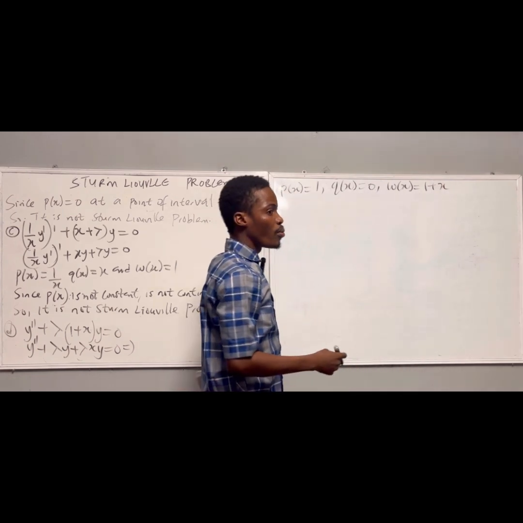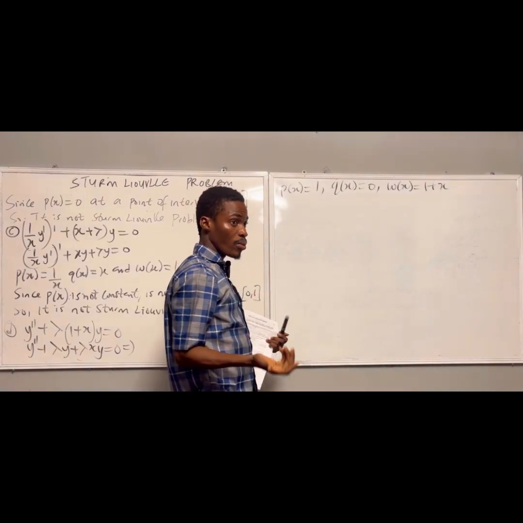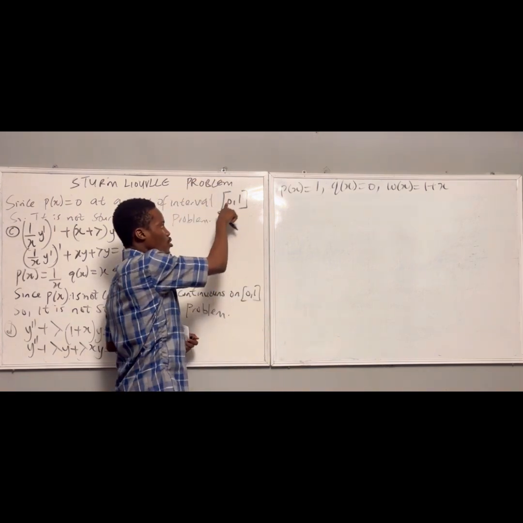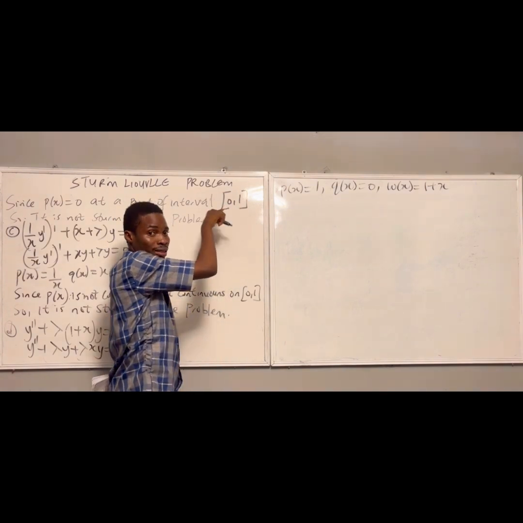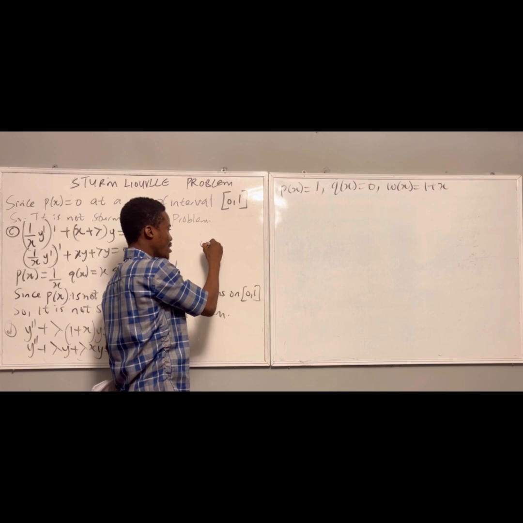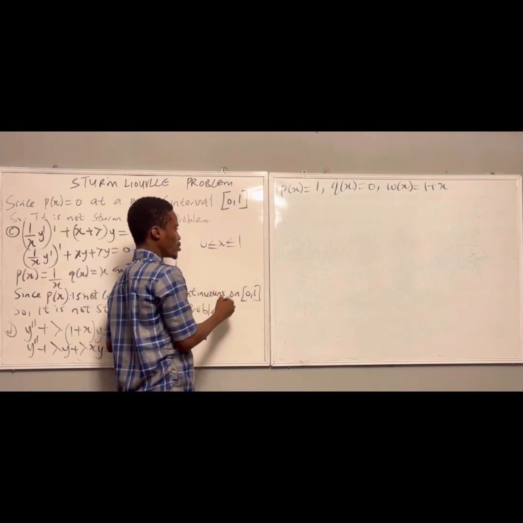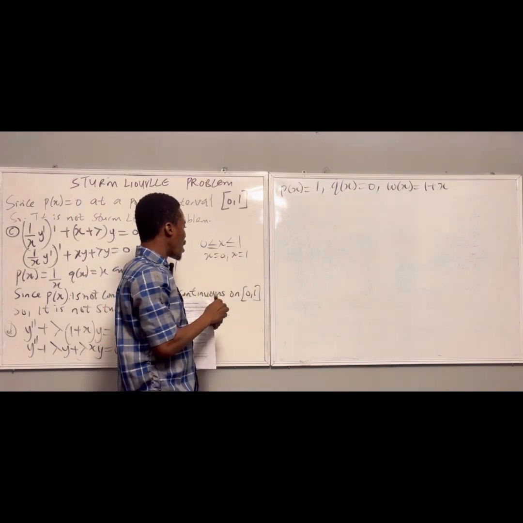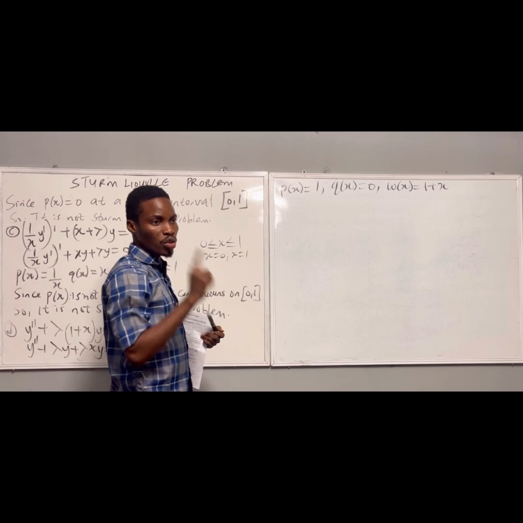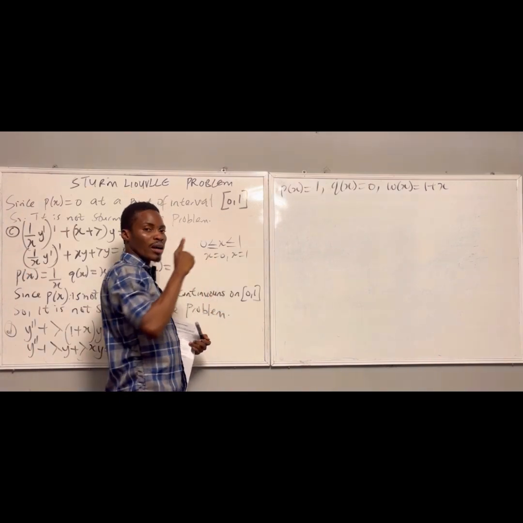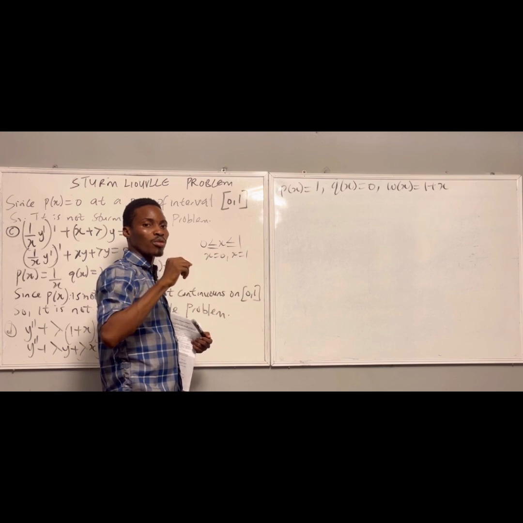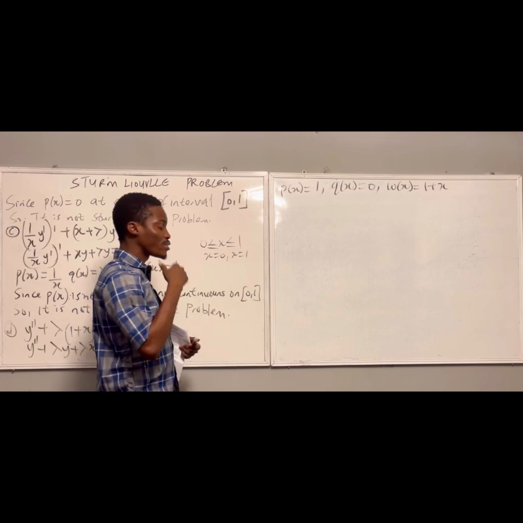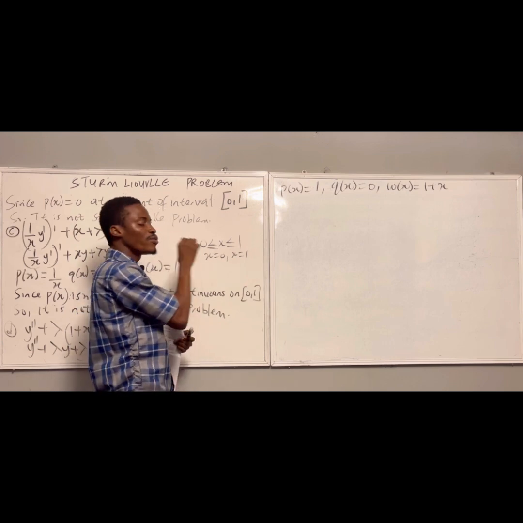So is this a Sturm Liouville problem or not? Remember that for it to be a Sturm Liouville problem, it must be a continuous function. I want to explain this again. 0, 1 is a closed interval, that is, 0 is less than or equal to x, which is less than or equal to 1. It means x is equal to 0, x is equal to 1, and p of x must be continuous. If I have 0, the next number is 1, and after 1 the next number is 2.